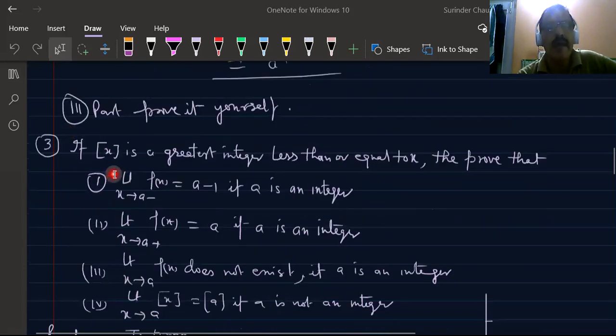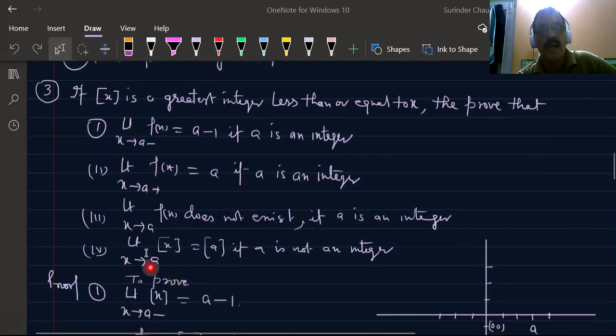Now if f(x) is the greatest integer less than or equal to x, then prove that the limit as x approaches a from the negative side of f is equal to a minus 1 if a is an integer. The limit as x approaches a from the positive side of f is equal to a if a is an integer. And the limit as x approaches a of f(x) does not exist if a is an integer. And the limit as x approaches a of the greatest integer less than or equal to x is equal to the greatest integer less than or equal to a if a is not an integer. So let's do the first part.